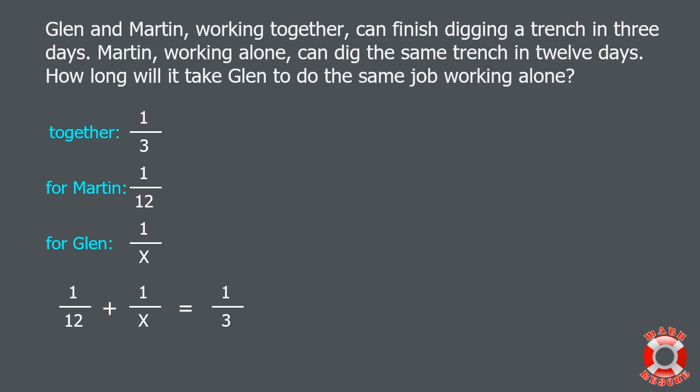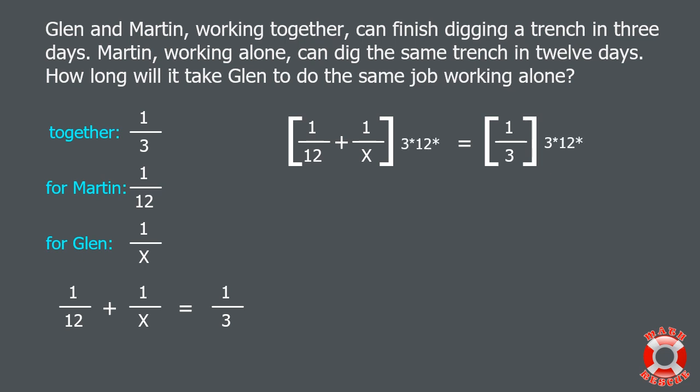Now, we must remove the denominators so that we can easily compute for the value of x. To eliminate the denominators, we simply multiply both sides of the equation by the common denominator of 3 times 12 times x. Then, we place all the terms with x on one side and all the numerical constants on the other side of the equal sign. Just a simple reminder before anything else.